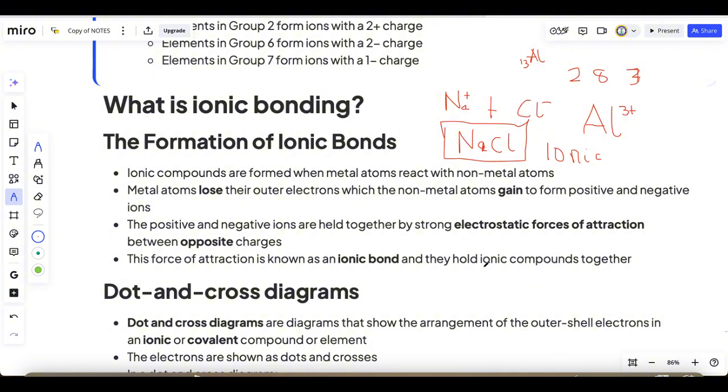When it's between two non-metals, like carbon is a non-metal and oxygen is a non-metal. In fact, groups 4, 5, 6 and 7 are non-metals. So when the bonding happens, this is called covalent bonding between non-metals. Group 1, group 2, group 3, they are metals.